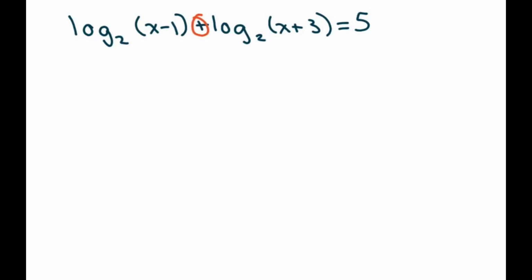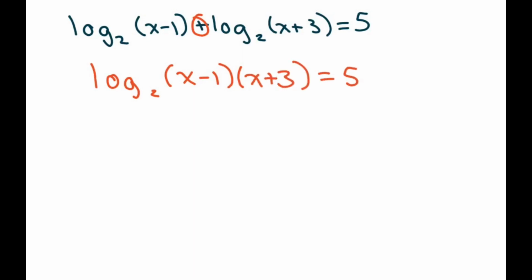First thing I want to do is condense this and write this as a single log. And my base is 2. Since it's plus, I'm going to write this as x minus 1 times x plus 3, and that equals 5. Then I'm going to write it as an exponent. By the way, this is going to be x squared plus 2x minus 3. So we have 2 to the 5th power equals, because that's your power, x squared plus 2x minus 3. Now, this is 32.